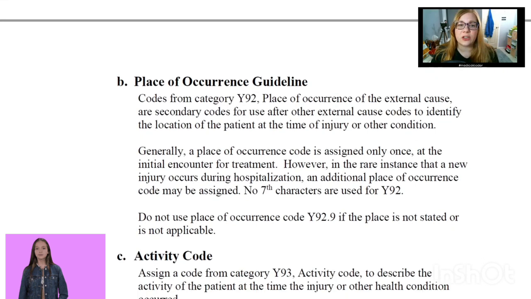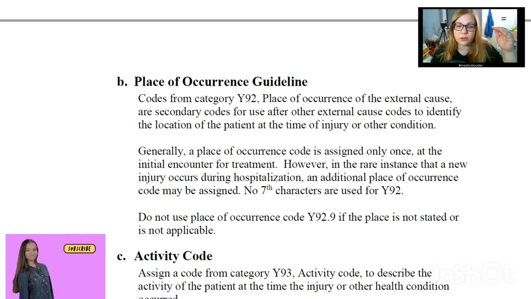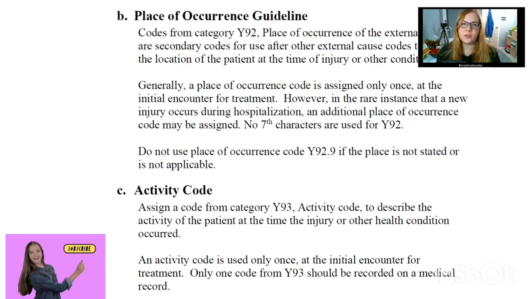Place of occurrence guideline. Codes from category Y92, place of occurrence of the external cause, are secondary codes for use after the other external cause codes to identify the location of the patient at the time of the injury. So if we go back to our example about the snow shoveling patient, we would have the activity of snow shoveling first, and then we would have the place of occurrence of maybe, outside the patient's residential home. Generally, the place of occurrence is only ever needed once at the initial encounter for the treatment. However, there are rare instances that a new injury occurs during hospitalization, and in that case, an additional place of occurrence code may be assigned.